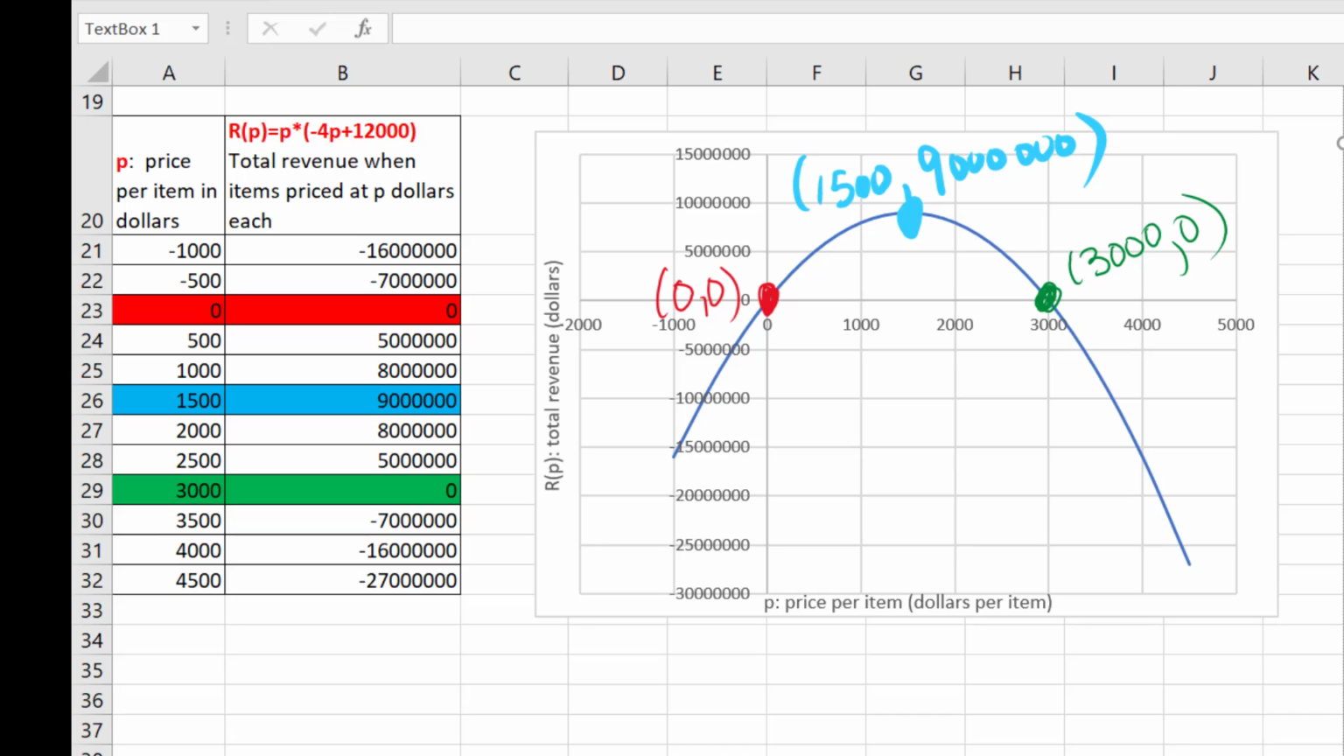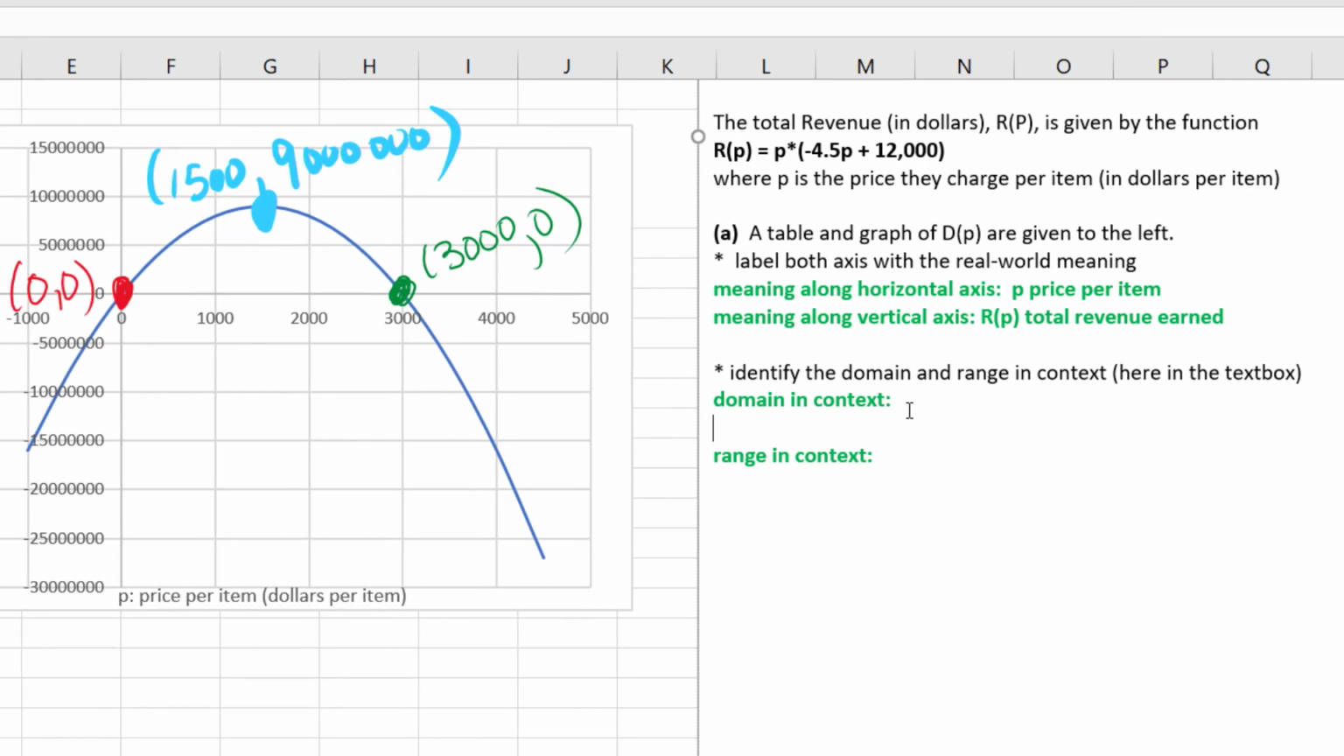So first thing I did there to think about finding domain and range in context was I identified the meaning of the input and output variables, right? And I labeled them. I then labeled some important points on the graph to make sure I'm clear on the meaning of the points. And next thing I'm going to do is I'm going to think about the domain of this function in reality. Domain, the input values that we can plug in. So in context, we're talking about the values of P we can plug in. The values of the price. It means which prices make sense in reality.